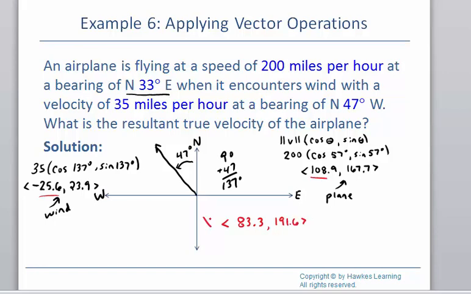So this is the vector that represents sort of the actual path of the plane. We know where the plane is flying, and then the wind acts on it, and this is what we end up with. And so this is the vector that we're going to use.